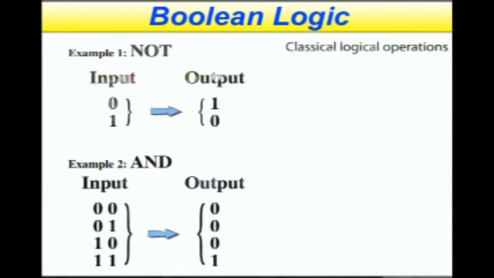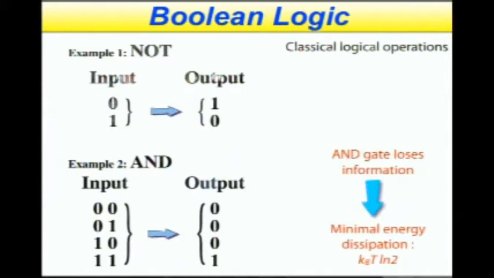Now this is an important operation because, as I briefly mentioned before, it loses information. You have 2 input bits, 1 output bit, so you lose 1 bit of information. That means you create entropy. And entropy at finite temperature means heat dissipation.